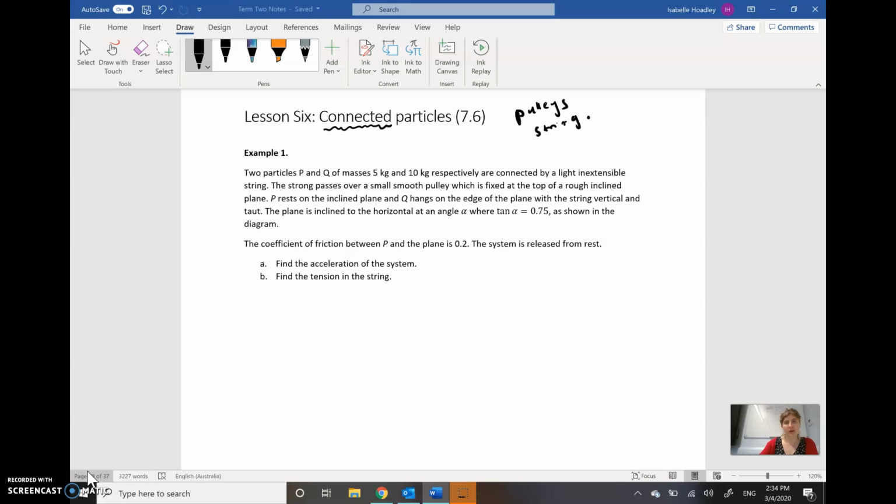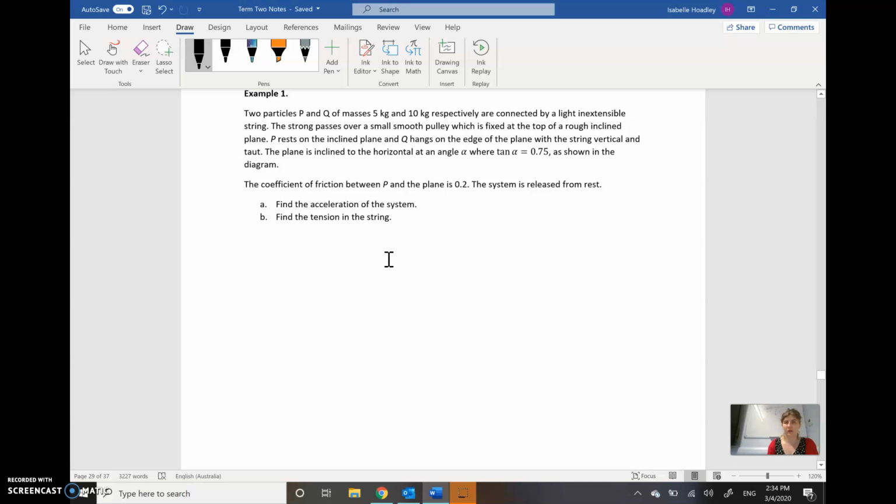Okay, so our first scenario is we've got two particles, P and Q, of masses 5 kilos and 10 kilos, and they're connected by a light, inextensible string. The string passes over a small pulley which is fixed at the top of a rough inclined plane. So I'm going to draw the plane. There we go. It's rough, it's inclined. We have a pulley at the top, so I'm just going to draw a circle for the pulley, and then there's the vertical line coming down the plane.